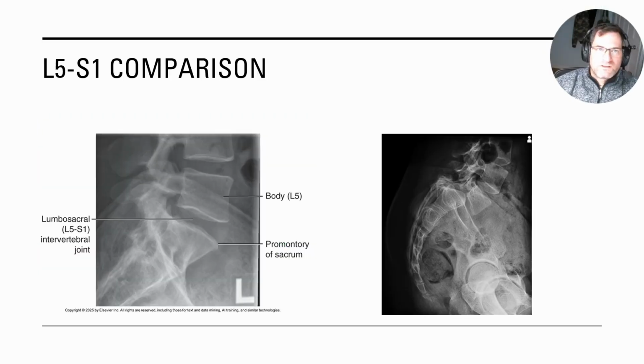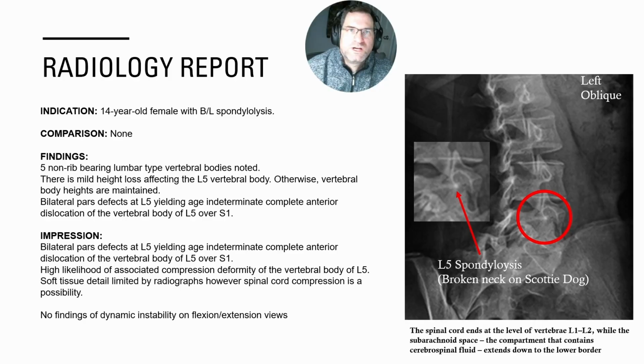So when we look at the one on the left, we see a coned-in image of all pertinent anatomy that we needed. And like I said before, it just needed to be coned in and focused in this area right here. All right, on the radiology report, we have a 14-year-old female with bilateral spondylolysis.